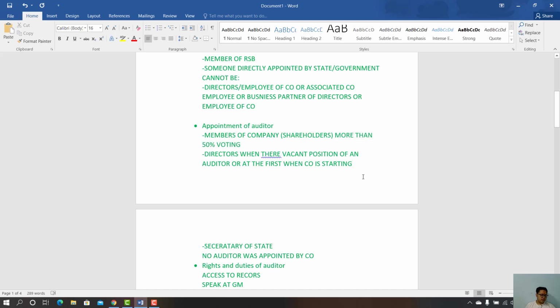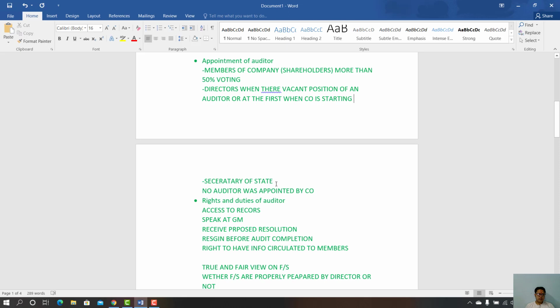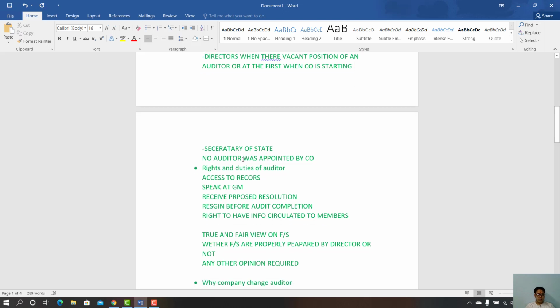Another one is the director. The director will appoint an auditor when there is a vacant post of an auditor or for the company's first auditor. And third is the secretary of state. The secretary of state will appoint an auditor when there is no auditor in the company. So these are the things.